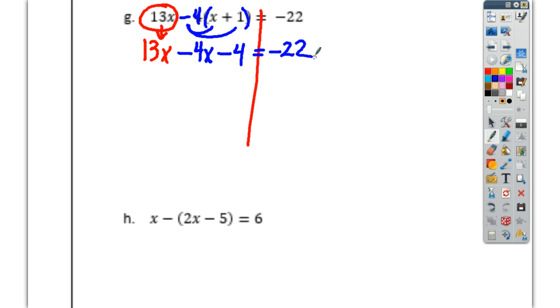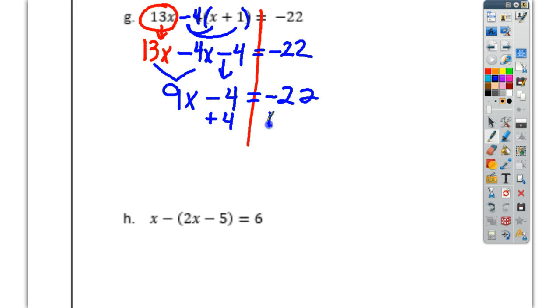Combining like terms. In this case, here are my like terms. 13x minus 4x gives me 9x. Bring down your minus 4 equals a minus 22. Plus 4 to both sides. Those cancel out.